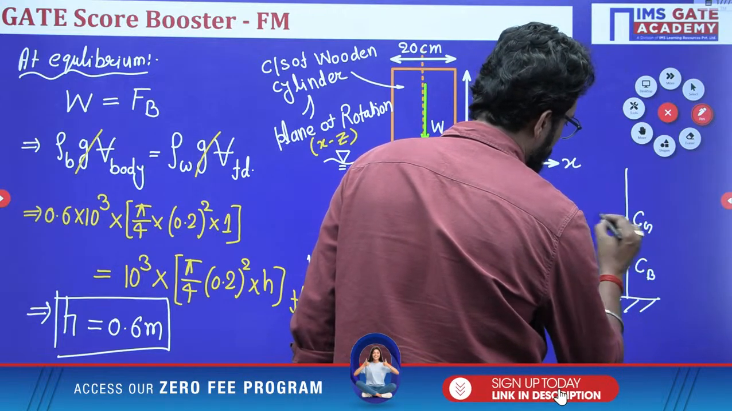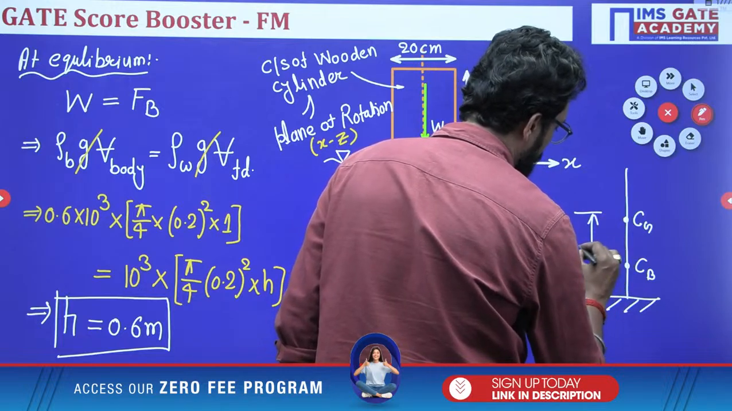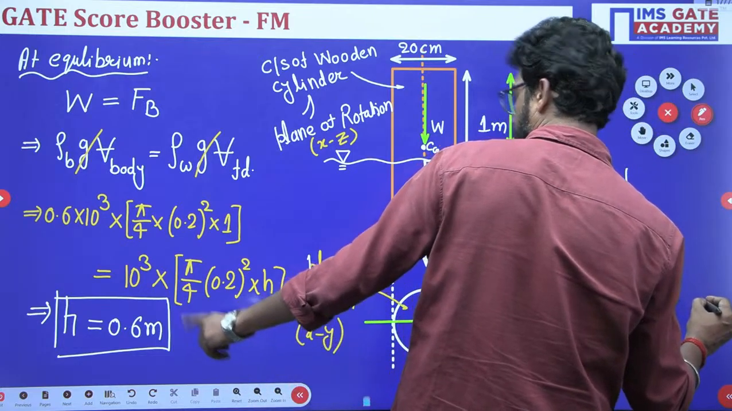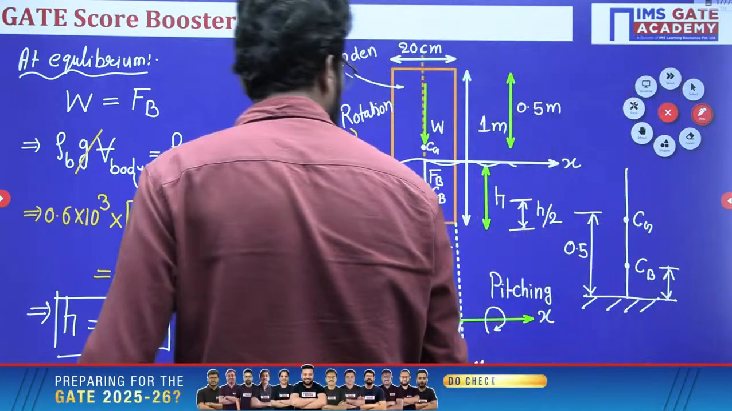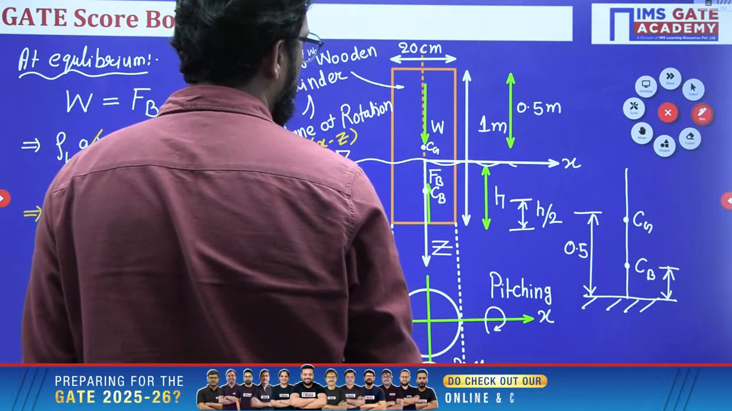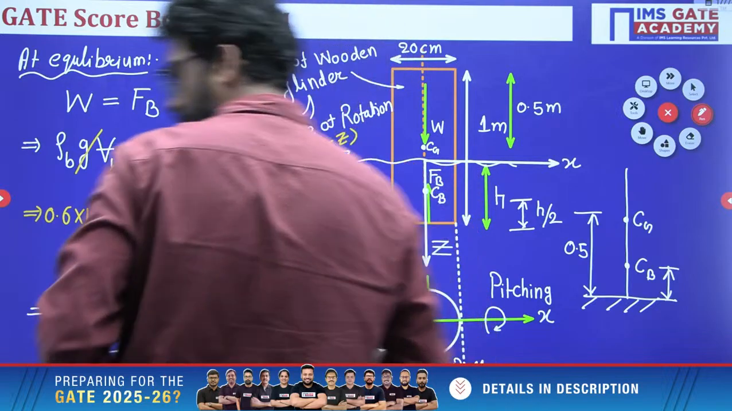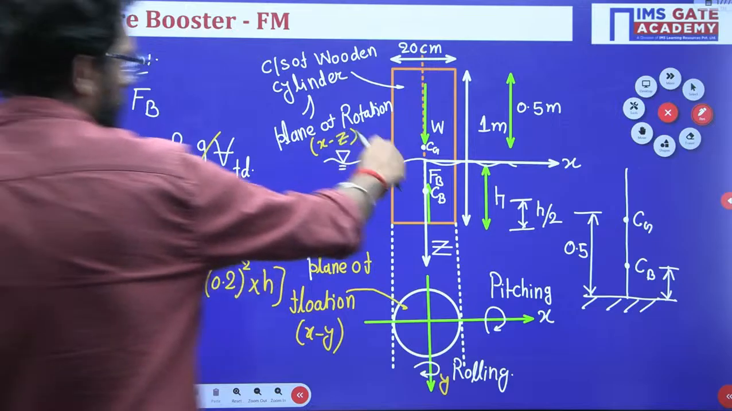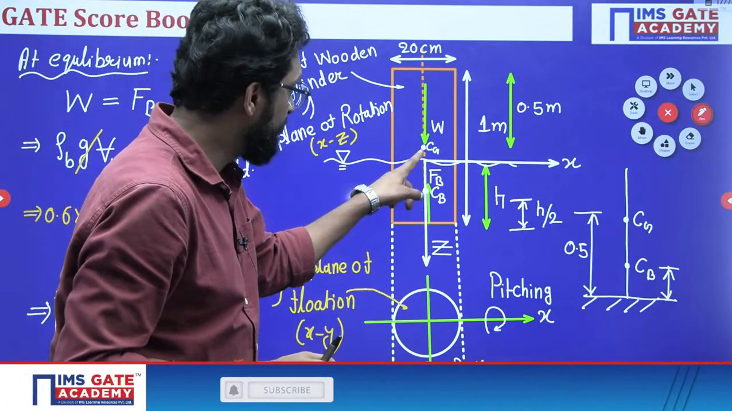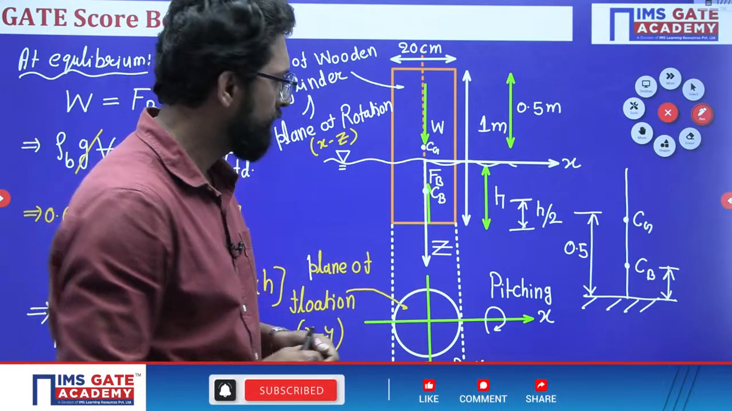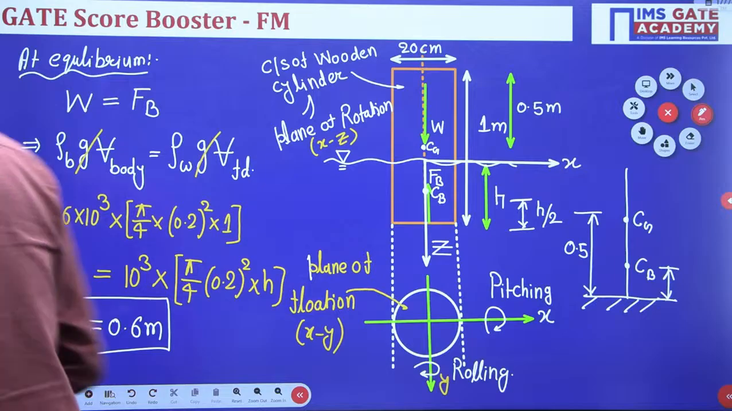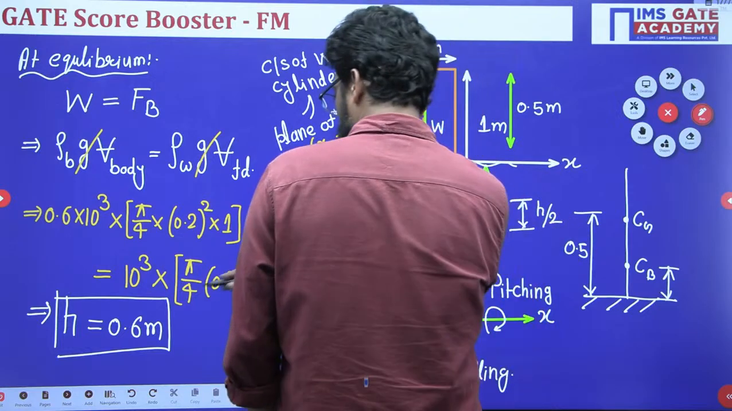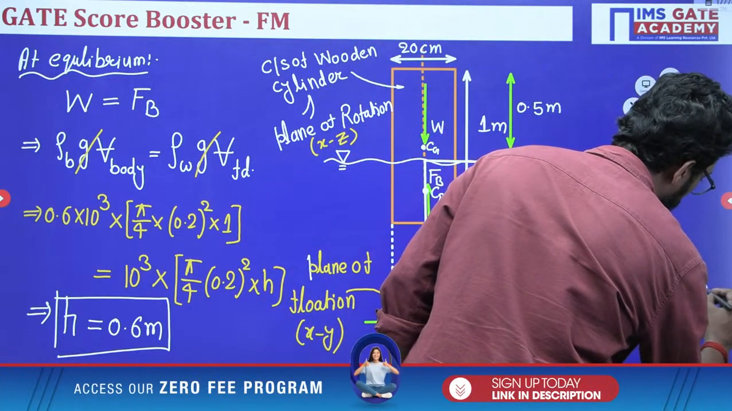So from this one, this is your 0.5, this is your 0.6. CG is 0.5, and this is submerged 0.6 meter. G is below the CG. Okay, no problem. So CB, the center of buoyancy, is H by 2, and H is 0.3. So this is 0.3, no problem.